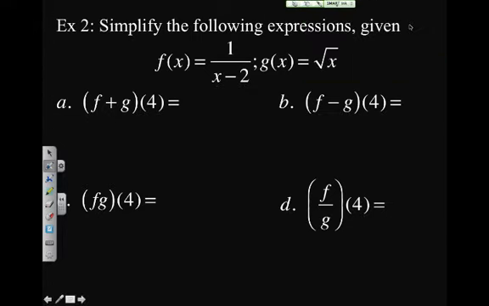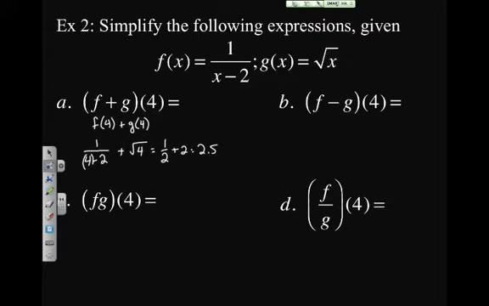Now we want to try this with some specific values. So f plus g of 4. Well, again, just as a reminder, that just means f of 4 plus g of 4. So f of 4 means we plug in a 4. It'll be 1 over 4 minus 2, because, again, 4 is our input value, plus the square root of our input value, which is 4. So this is 1/2 plus 2, so our answer is 2.5.